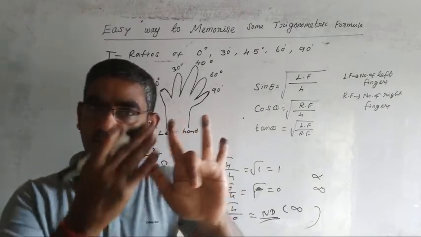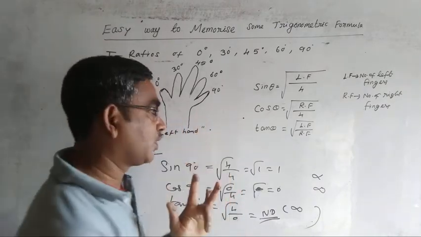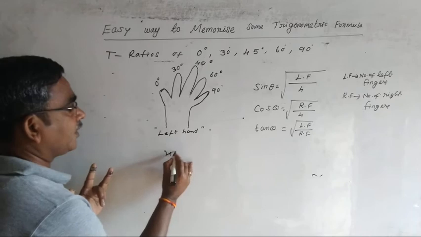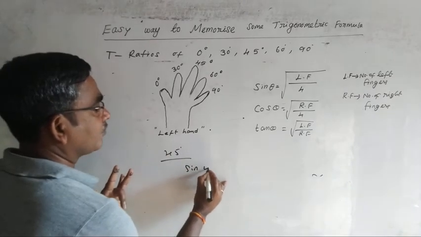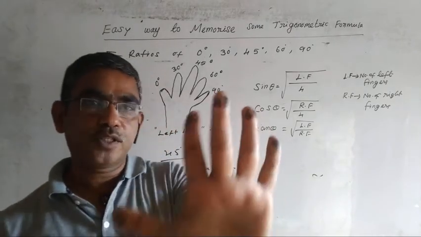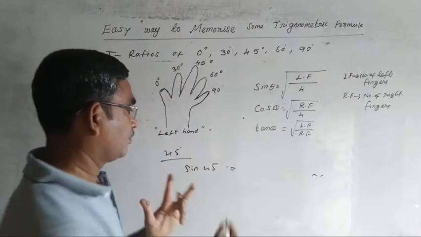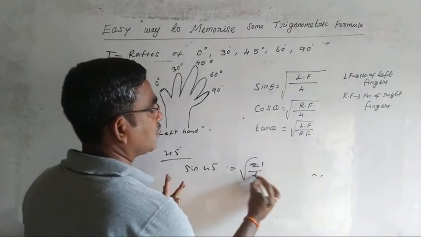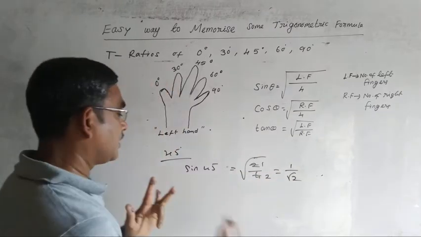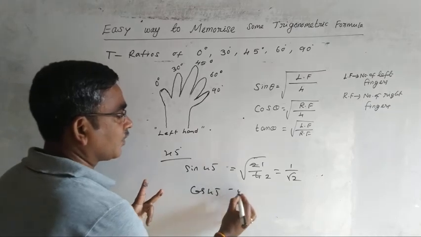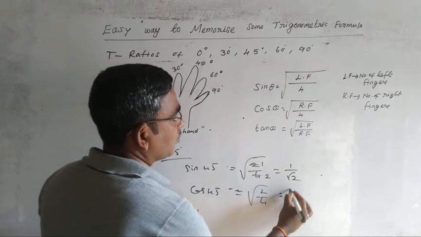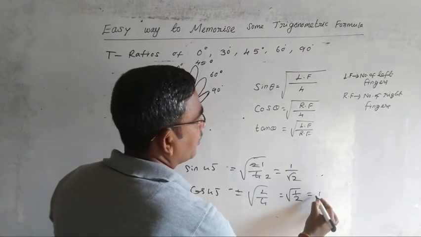Even for 45, left finger by right finger, you can get it. Suppose I give one example of 45 degree. If you need sin 45, sine becomes left finger by 4. For this 45 degree, left finger is 2, and by 4. Square root of 2 by 4, square root of 1 is 1, square root of 4 is 2. So 1 by root 2. You can check the table, we will get the same result. Same result for 45 degree, so 2 by 4 becomes 1 by 2, which is equal to 1 by root 2.